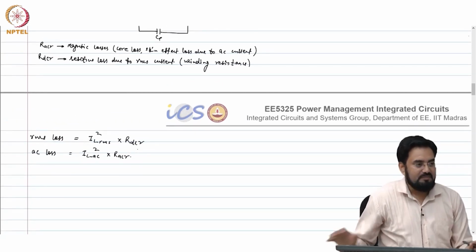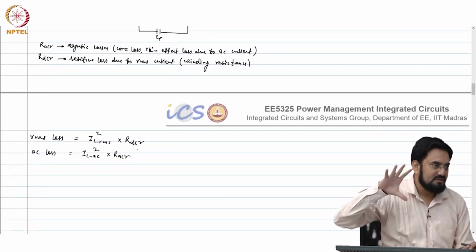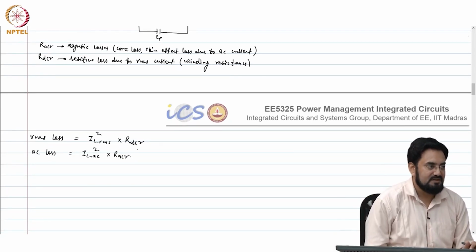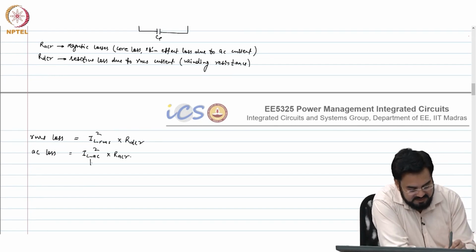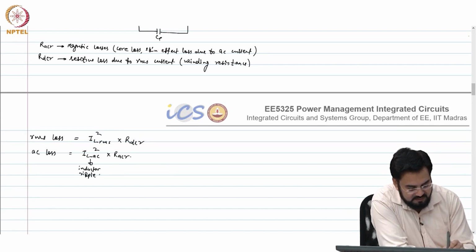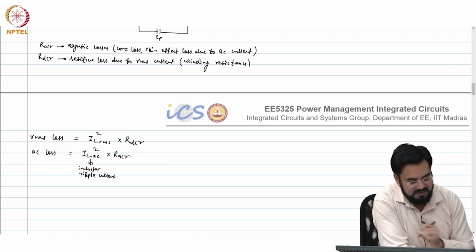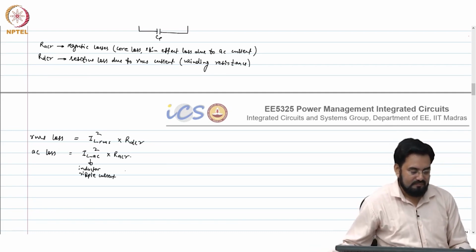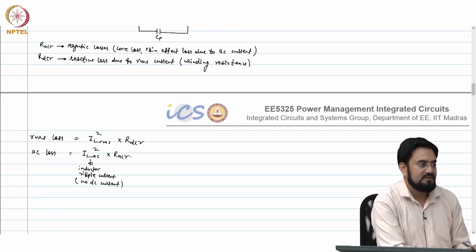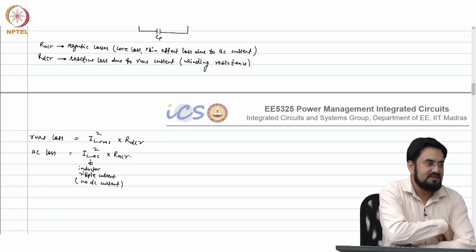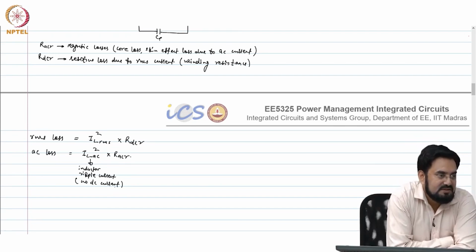In the RMS you have both the ripple component and the DC component, but in AC loss you only have the ripple component. So, this is nothing but the inductor ripple current, no DC current. So, if the ripple is larger, then this loss will increase.